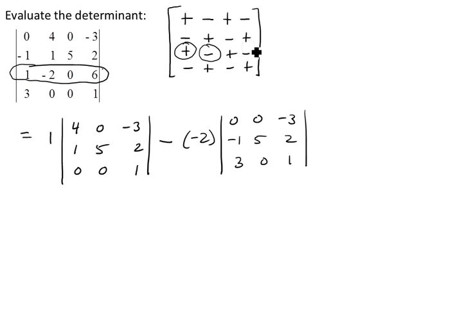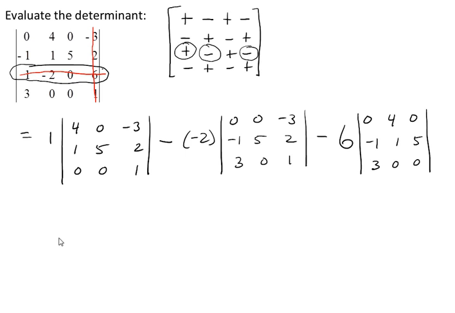That 6 is in a negative spot based on our sign chart. So I'd get minus 6, the minus from the negative in our sign chart, times the determinant of the matrix that we get by crossing out the row and the column that the 6 belongs to. And that 6 belongs to this last column here in the third row. So again, that leaves us some numbers there that would make up a 3 by 3 matrix that we would need to find the determinant of.